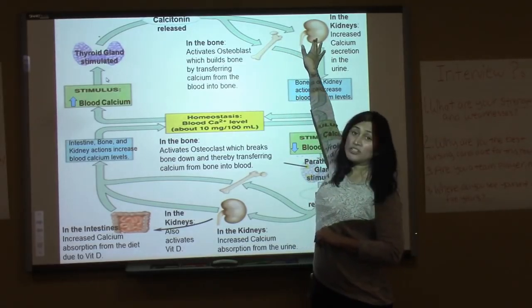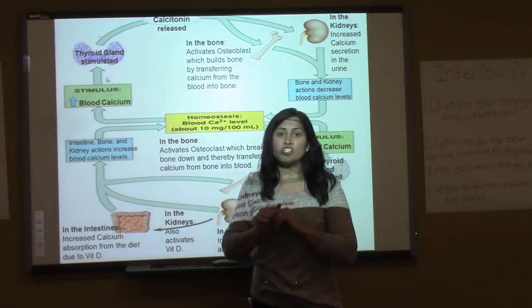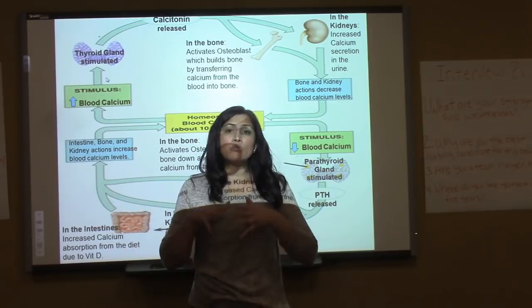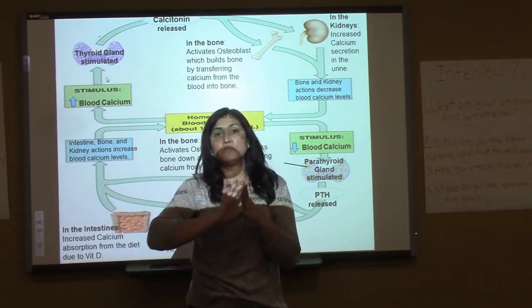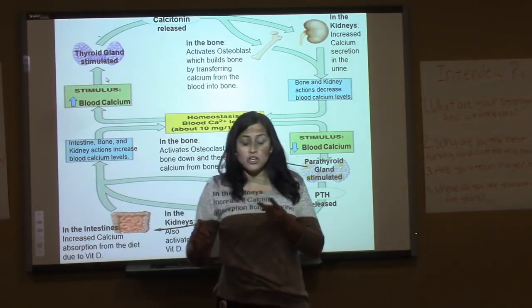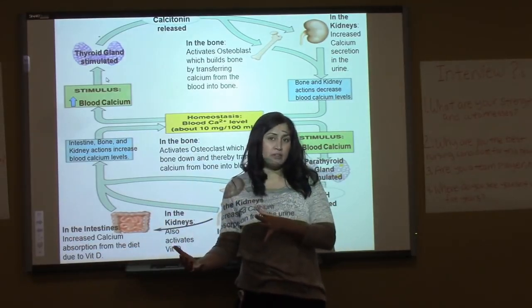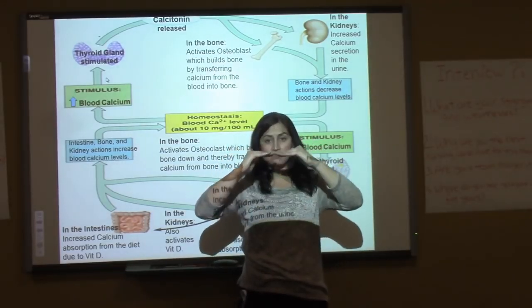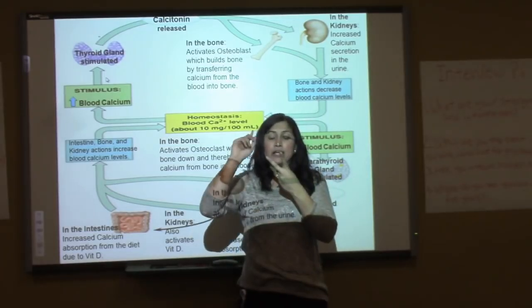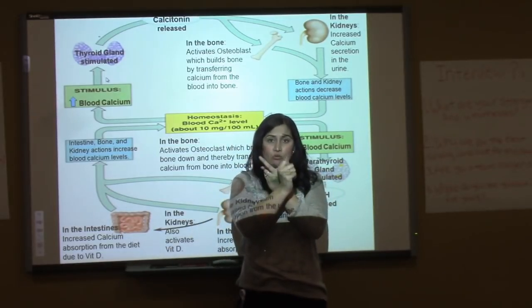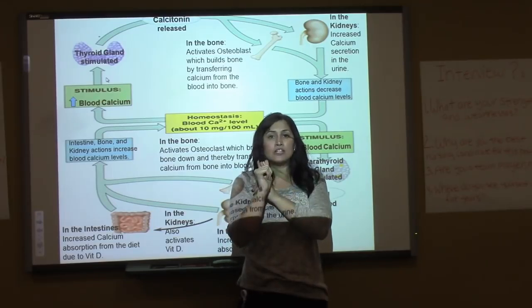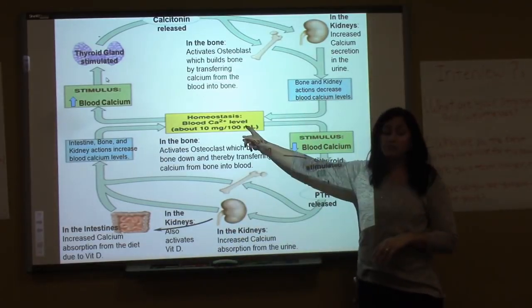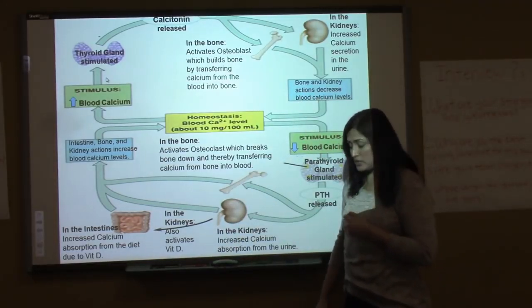Another place it works is on the kidneys. Calcitonin causes your kidneys to secrete calcium in the urine. So it doesn't allow calcium to be reabsorbed. It causes your calcium to be secreted in the urine. By causing you to urinate your calcium out, your blood calcium levels start to drop. So calcitonin brings your calcium levels back down by two things: it causes bone to be produced, and it causes you to urinate the calcium out. By those two mechanisms, your calcium levels come back down, therefore in homeostasis.